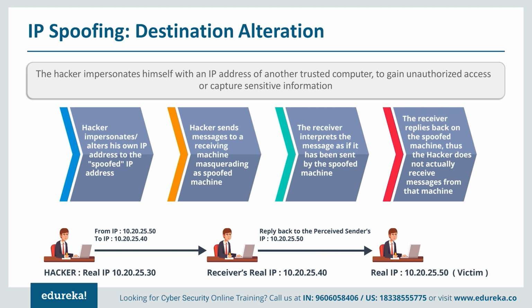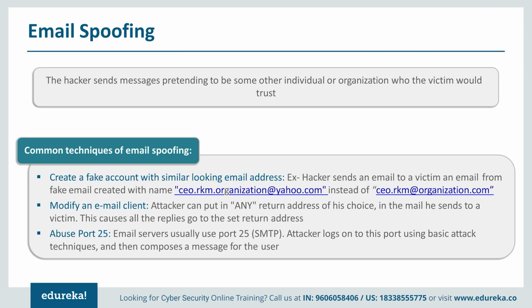The receiver replies back to the spoofed machine. Thus, the hacker does not actually receive the message from that machine, because every computer will reply to the apparent sender, not to the real one. The computers or network devices are not intelligent enough to identify the spoofs. So email spoofing is simply creating an email account or email impersonation. There are multiple web email security appliances which can identify the email impersonation. For example, what is it?